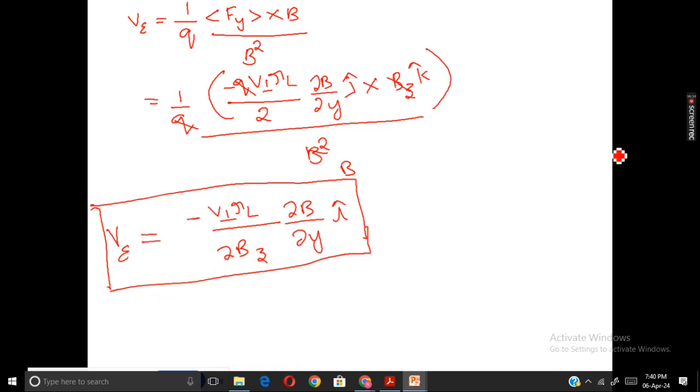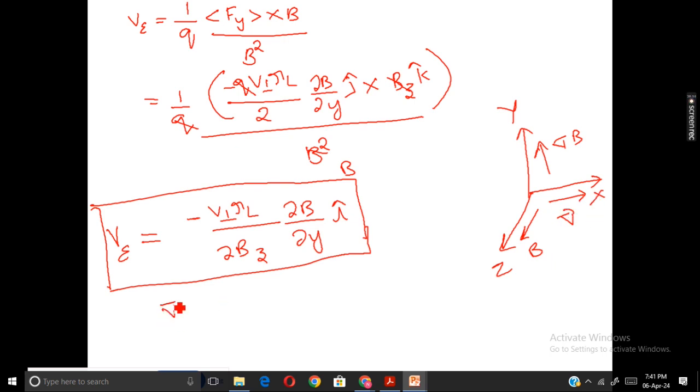So here what happens is that this is z, this is x, and this is the direction of the magnetic field. This is the direction of delta B, and now this became the direction of velocity. The particle will be moving in this direction, perpendicular to both B and delta B.